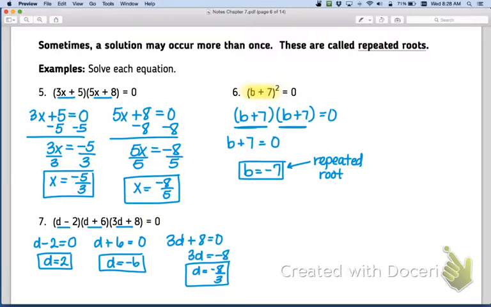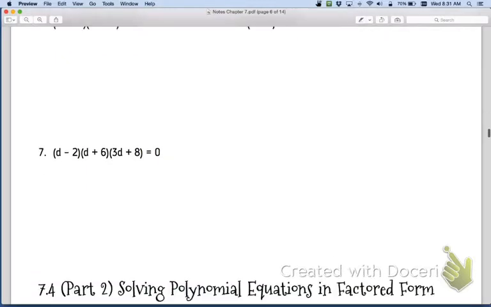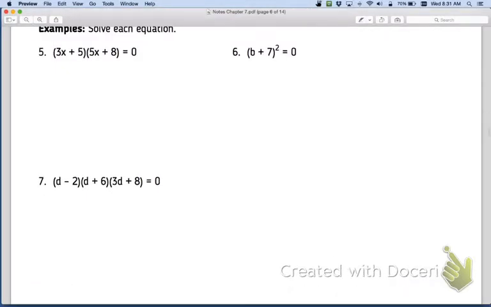Notice we had 3 factors. We got 3 solutions. And so that is really the big idea here. And that is where we're going to stop for today.